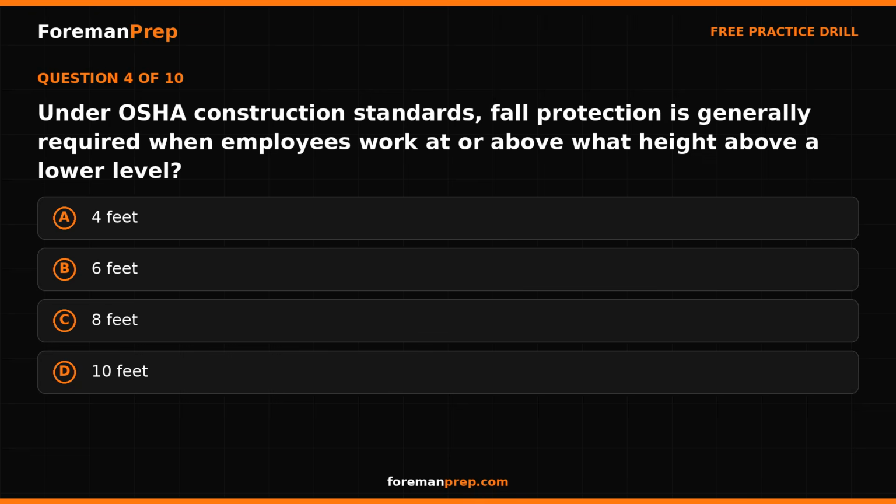Under OSHA construction standards, fall protection is generally required when employees work at or above what height above a lower level? Option A, 4 feet. Option B, 6 feet. Option C, 8 feet. Option D, 10 feet.